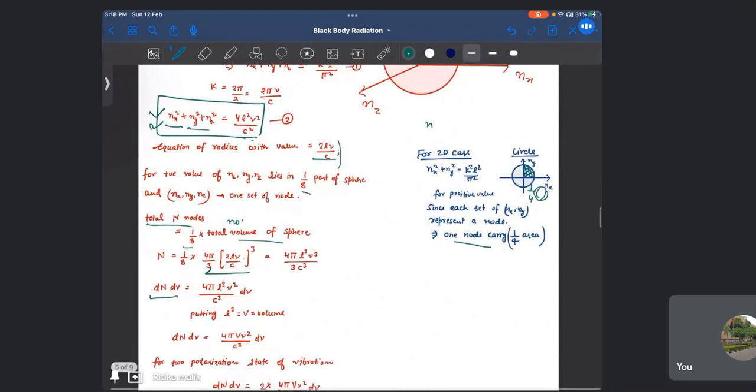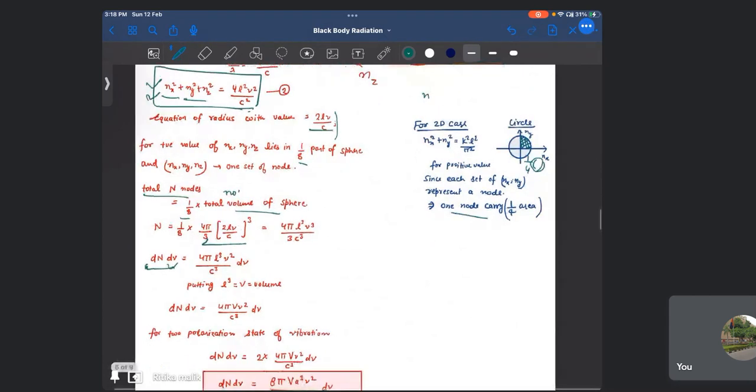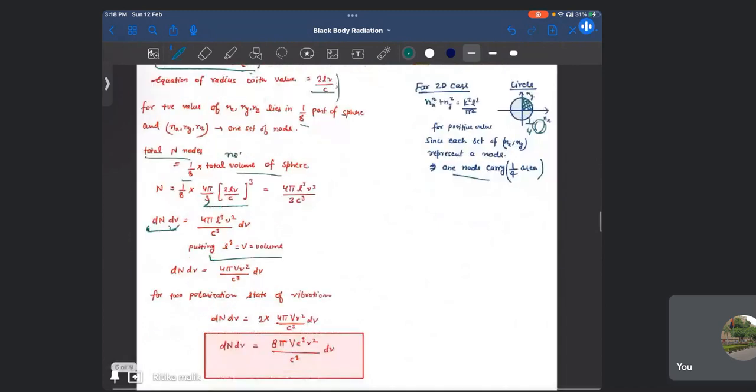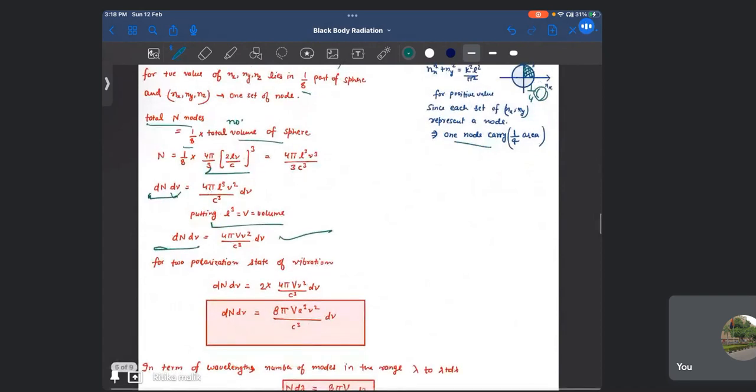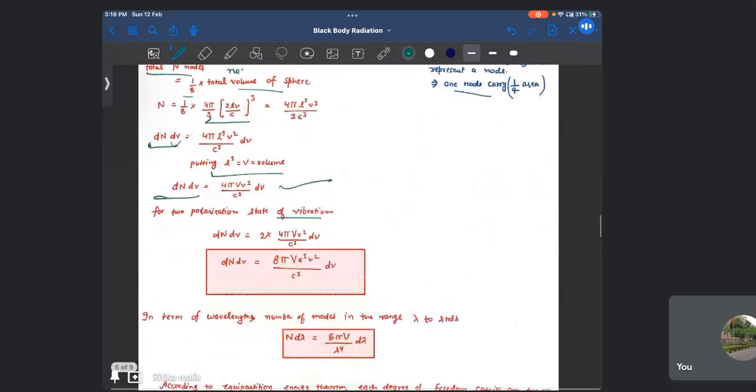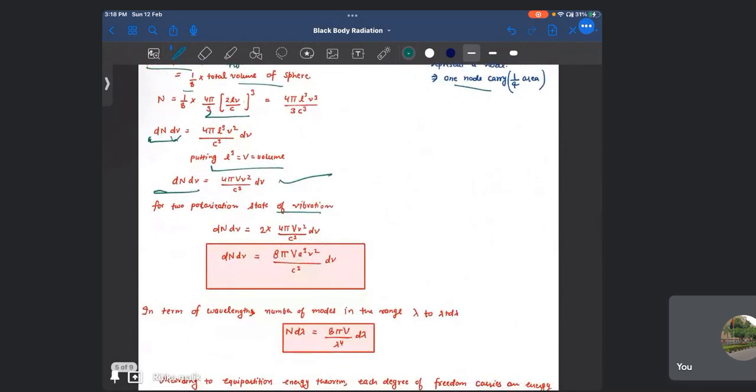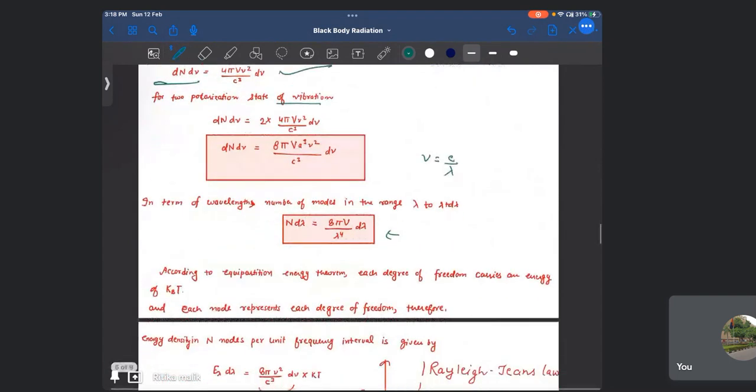From that, we will calculate the number of modes within the frequency range dν. By putting L³ equal to the volume V, we can calculate that the number of modes within frequency dν is given by this expression. We also add the two polarization modes of these vibrations, so this will give you 8π. If we change ν to c/λ, we will get the same expression in terms of wavelength.